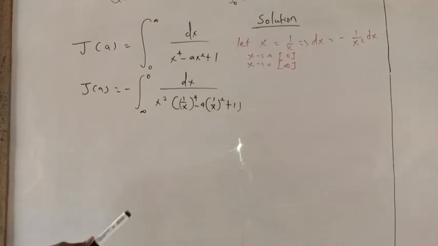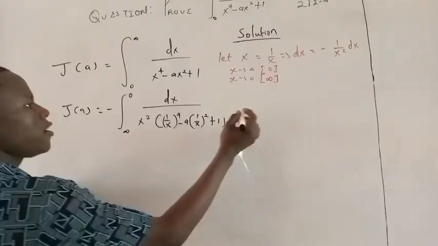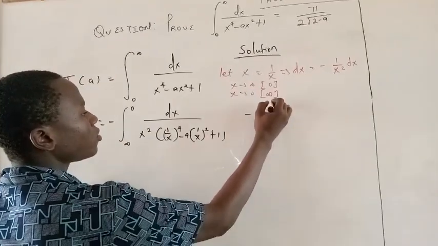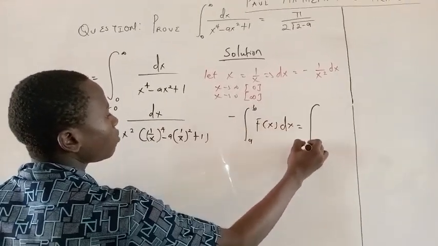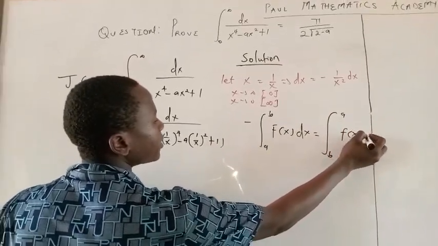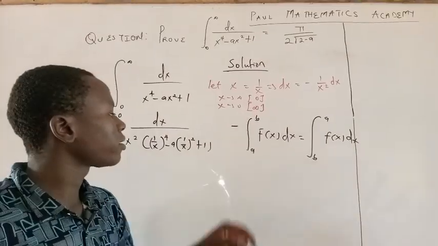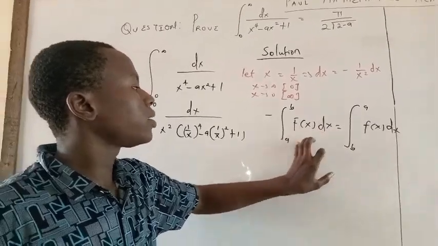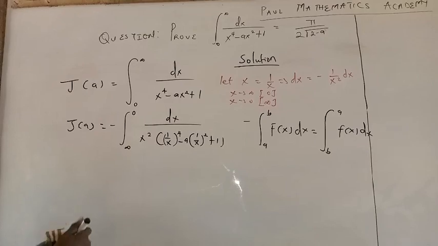Now, let me quickly tell you something. If you have negative integral running from a to b of f of x dx, this will give you the integral running from b to a of f of x dx. That is, this negative sign will make the limits change. This b will come down, this a will come up. So that's what we are going to do here. This negative sign will make our limits change.